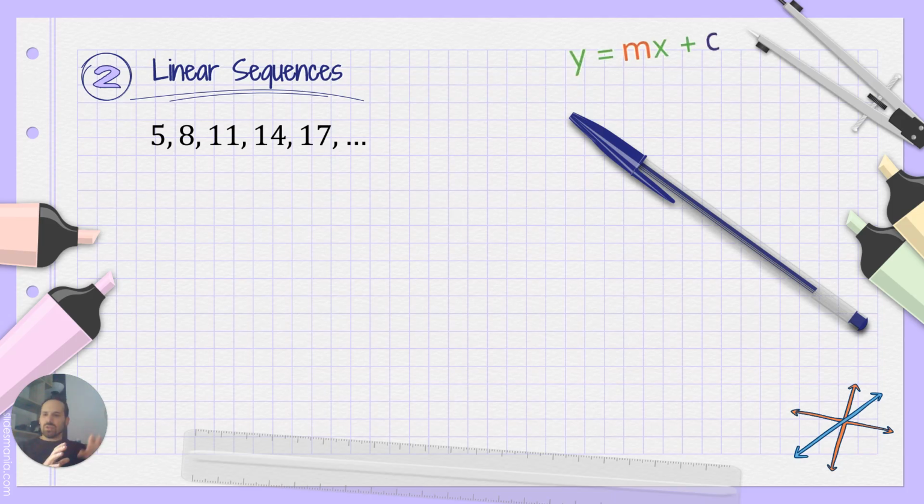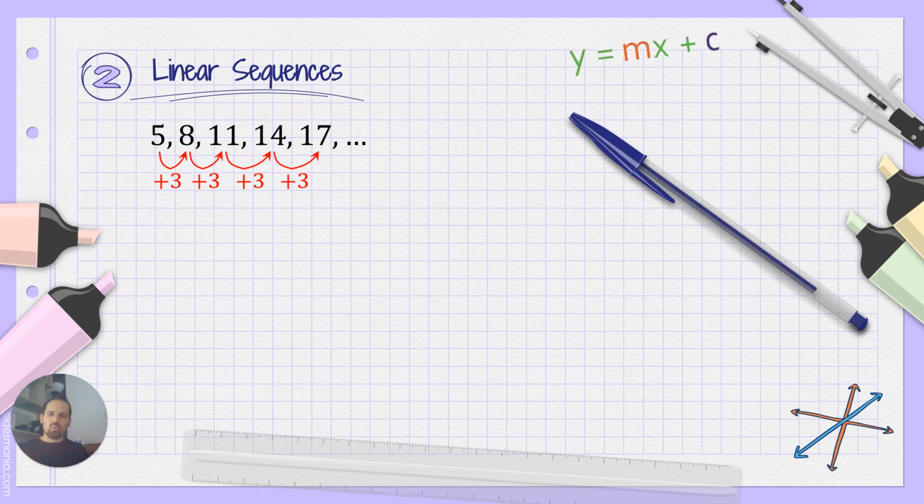So we take away the pictures now of blocks or sticks or anything like that, and we're more looking at this in abstract. So we've just literally got a sequence of numbers here, and the key is we want to look at what is changing from one term to the next. Like, how is it changing? If we look closely at this, you can see we're going up by 3 each time, and it's the same amount each time we're going up. And this is a hallmark of a linear sequence, that it will go up at the same rate each time.